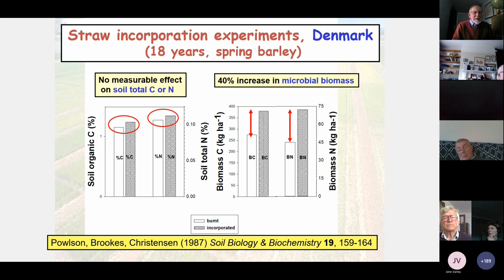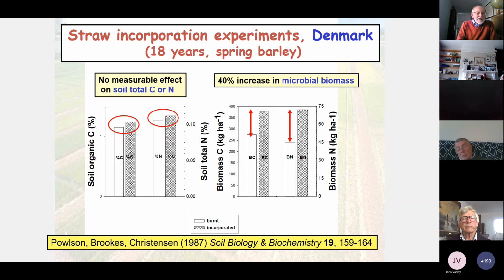Where it's incorporated, yes, it's a tiny bit higher, and the same with total nitrogen, but not statistically significantly different. The little tiny trend is there. Where we measured this microbial biomass, the carbon held in the cells of living organisms, we could easily measure that difference. It was about 40% more where straw had been incorporated.